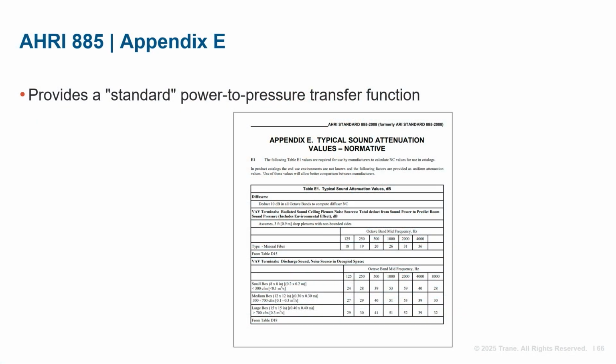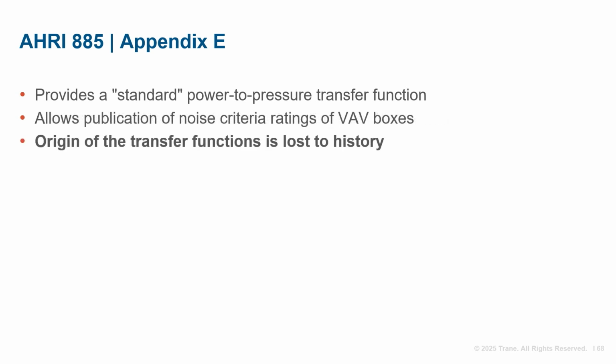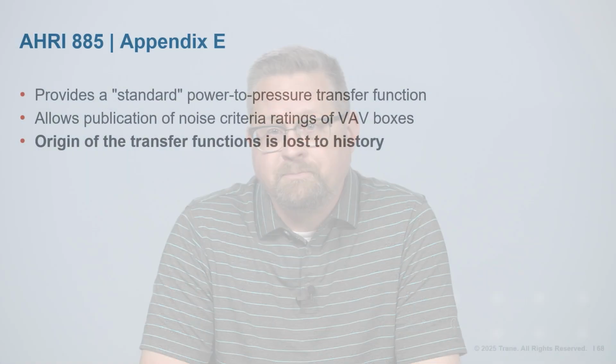Appendix E contains a table of 4 power to pressure transfer functions. These transfer functions reduce multiple installation functions into a single combined effect. However, the physical meaning of this standard installation is not documented and is lost to history. Additionally, some of the AHRI equations have been updated with new research, and the functions would no longer agree with the hypothetical installation in any case.